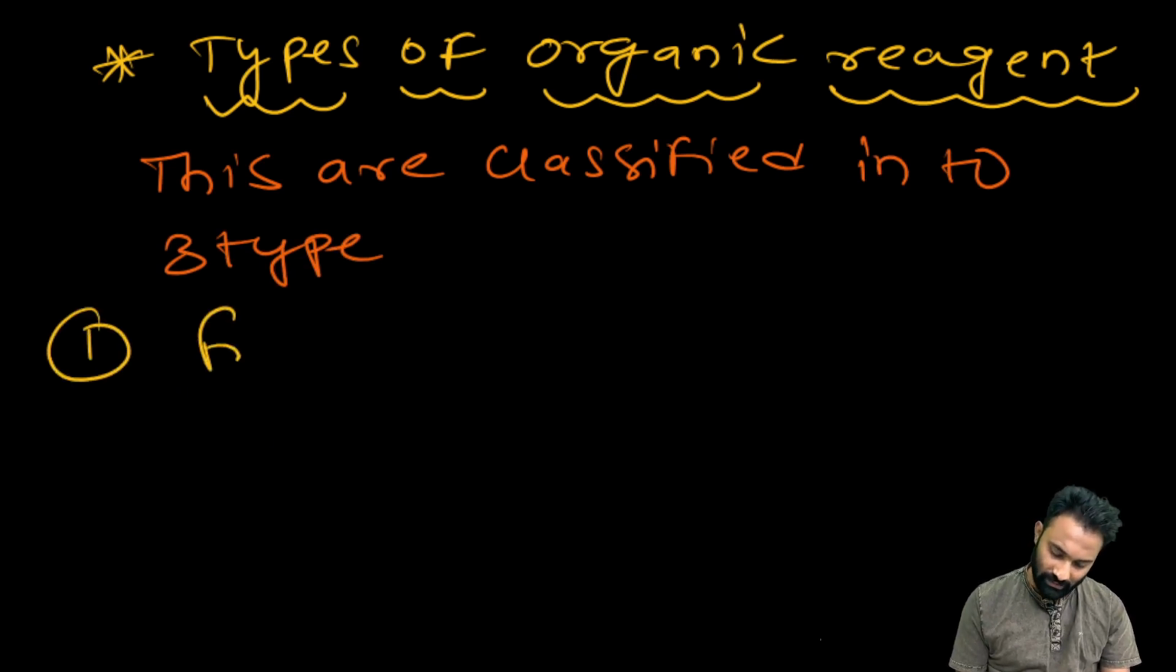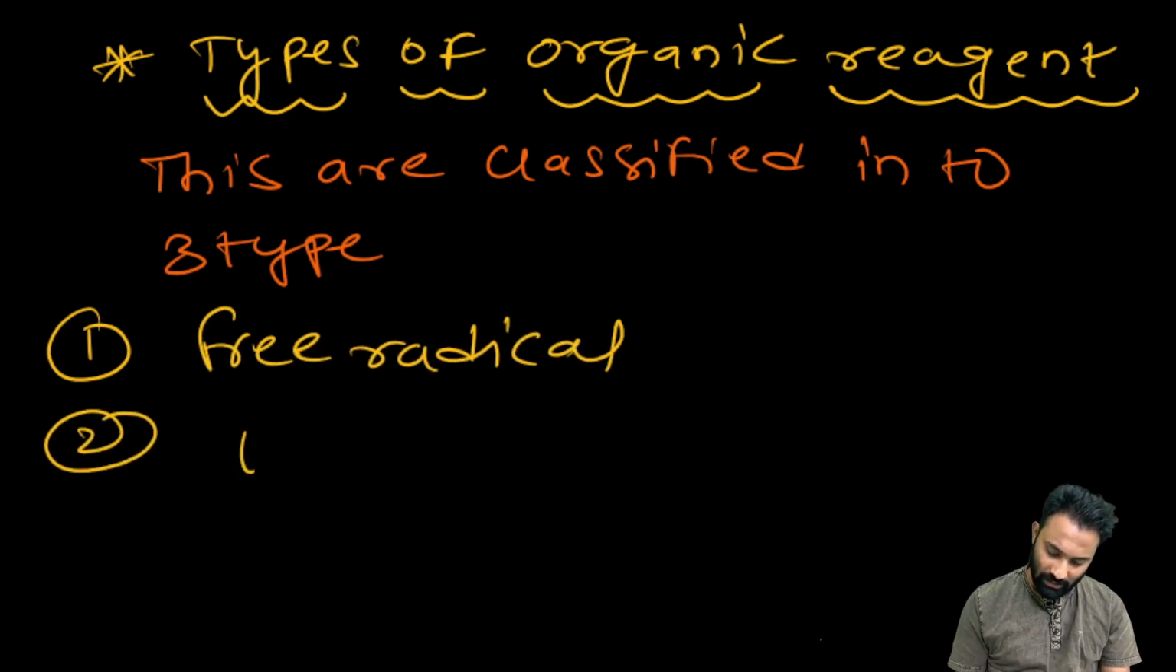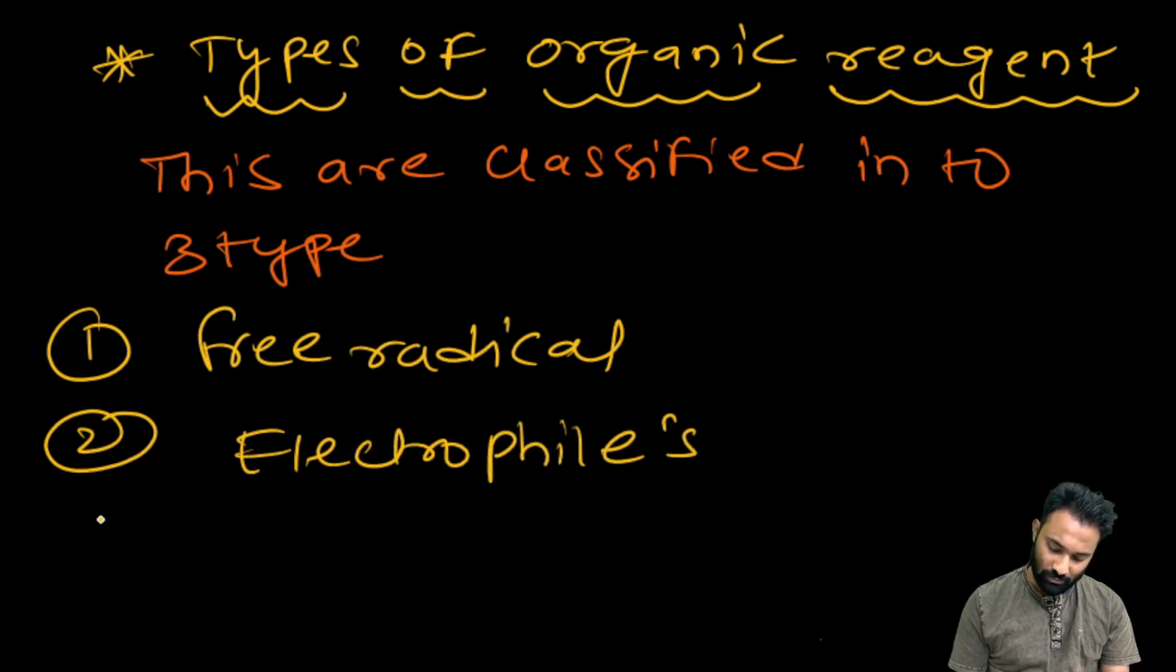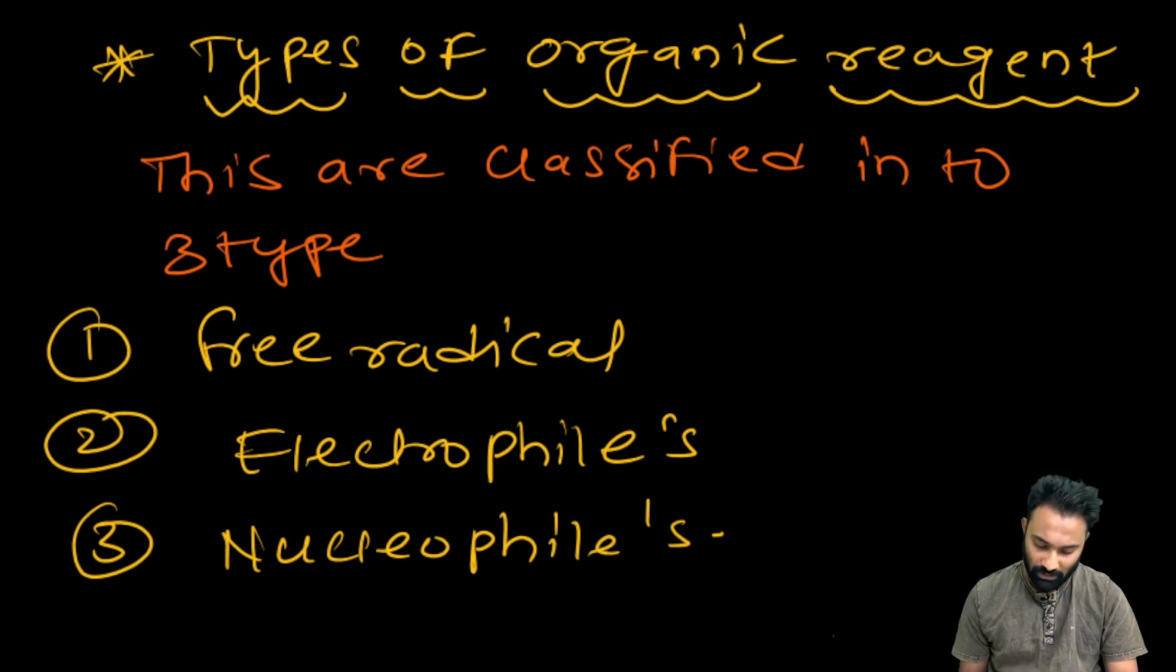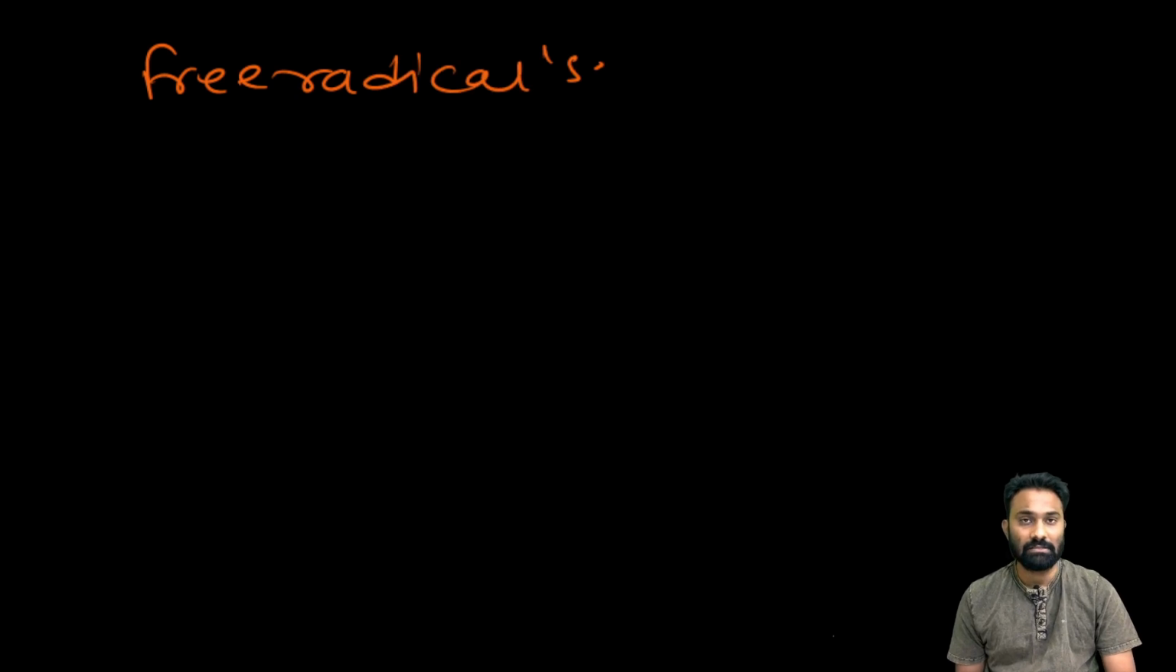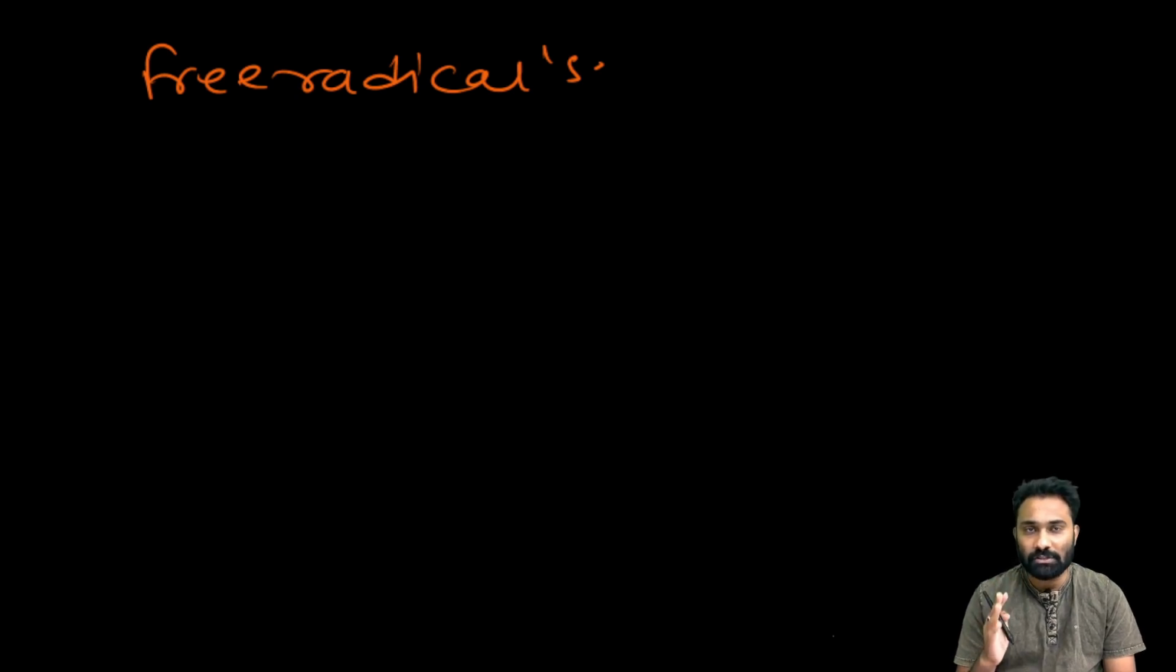First one is the free radical. Second one we are having the electrophiles. Clear? Third one we are having nucleophiles. Clear? Done. Now we see what are the free radicals. What is the meaning of the free radicals? Does homolytic breakage lead to give the free radical, or heterolytic breakage? Homolytic breakage leads to give the free radical, right?